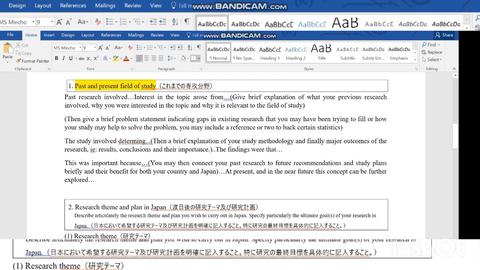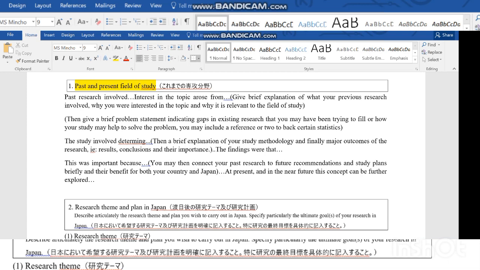So for instance, you may wish to start with past research involved. So you're going to talk about what you previously studied in your undergraduate research project. For example, I'll give a personal example instead. I looked at food-based fortification of breakfast meal. That's a maize meal with edible insects.